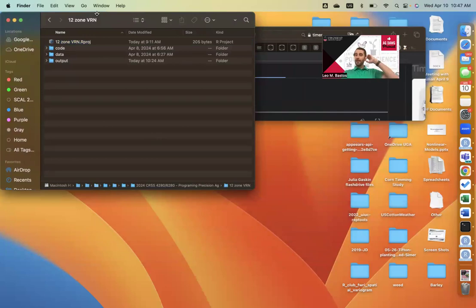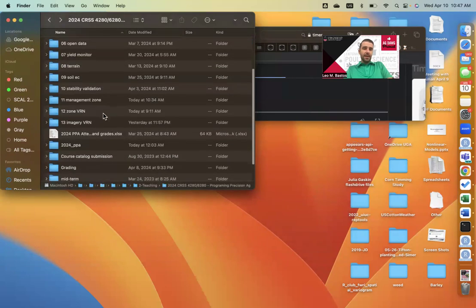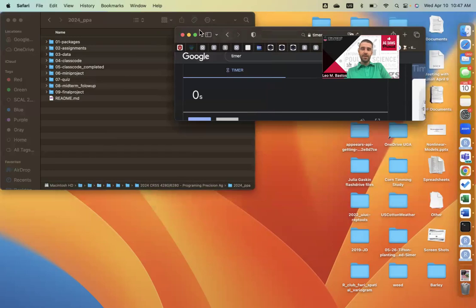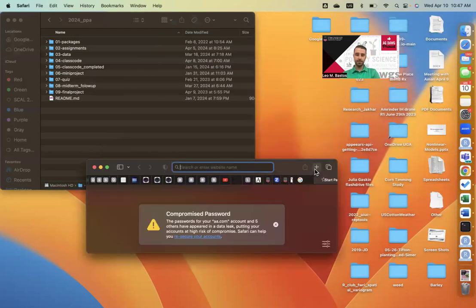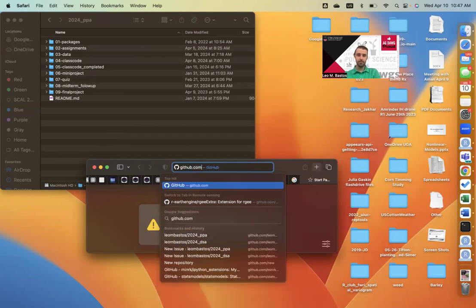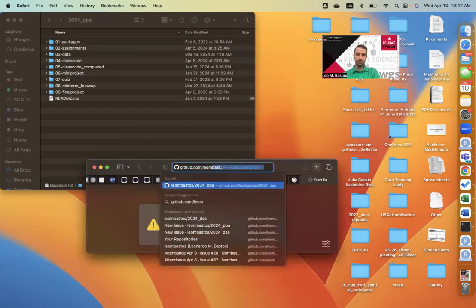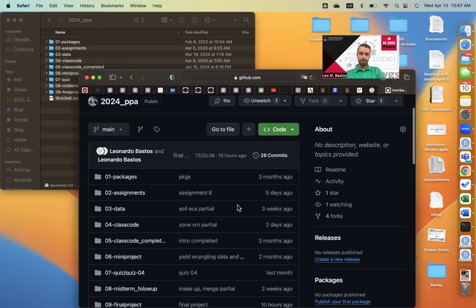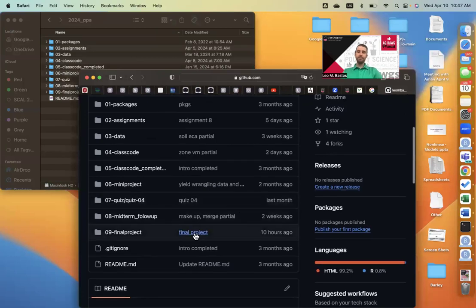All right, now let's talk about the final project. I think I pushed to GitHub last night. Let me double check. Yeah, I pushed last night to GitHub this new folder called 09 Final Project.